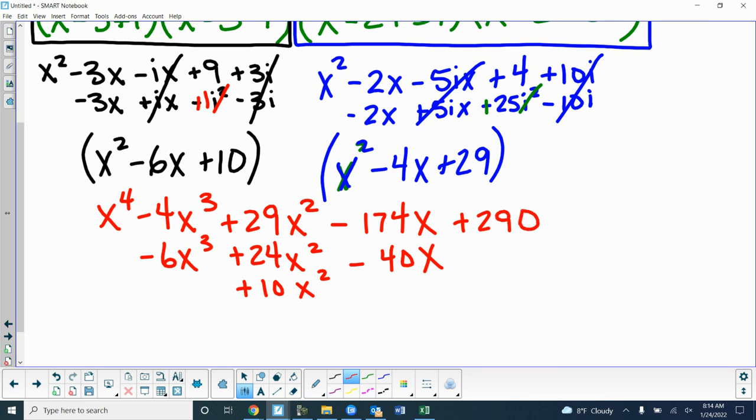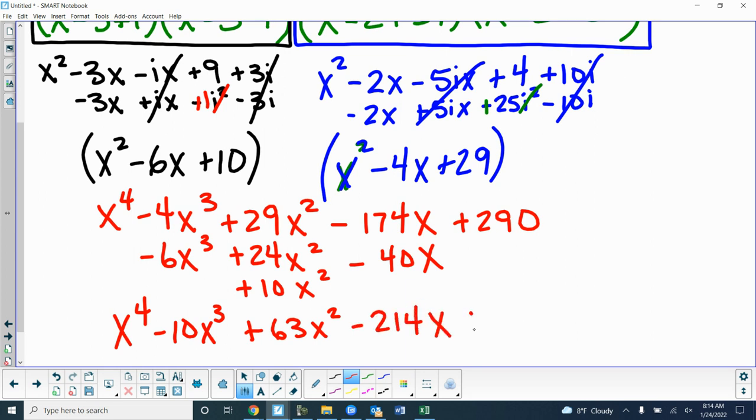So now I just combine my like terms to finish up. So I got my x to the fourth, which is what I knew was going to happen because you were given 4 zeros to start, right? So that first term is x to the fourth power. -4 and a -6 is a -10 x cubed. 29 and 24 is 53, and 10, 63. -174, -40 is -214, plus 290.